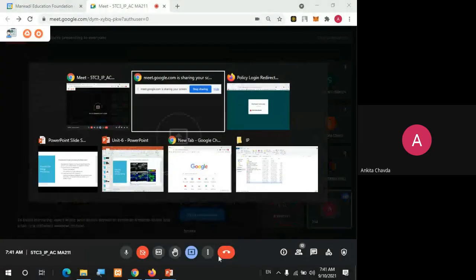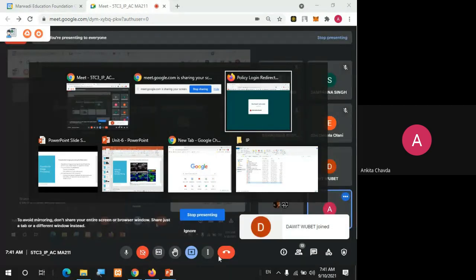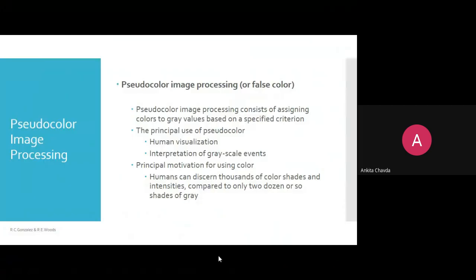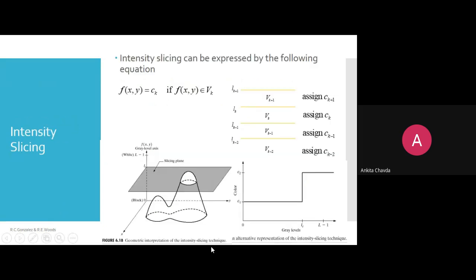Fine. Anyways, what we have done previously is about pseudo color processing. Pseudo color image processing means we have a gray level image, right? And we are giving false color to the image, right? So this is what pseudo image processing is. Here we have seen two different things.